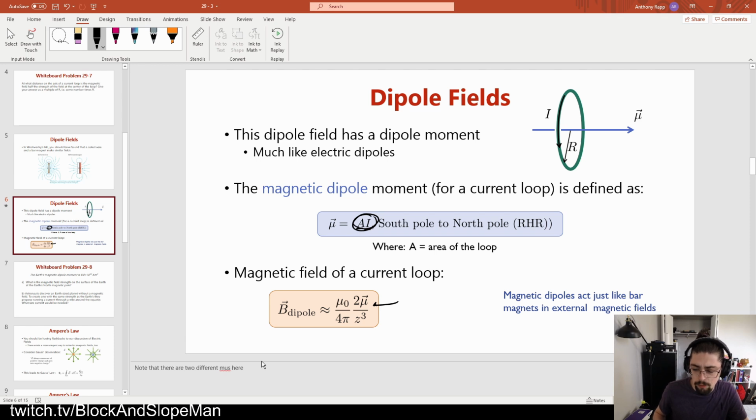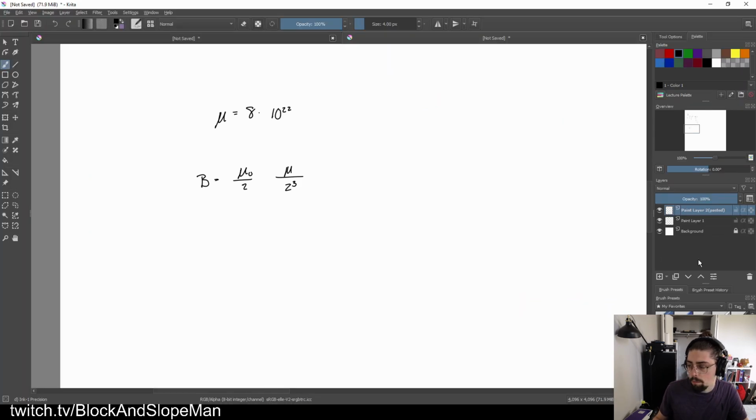Which we can simplify if we really wanted to. I'm getting myself mixed up with some of the other ones here. Mu naught over 4 pi, which you guys have caught on to at this point. We can just say that right there is 10 to the negative 7th times 2 mu over z cubed.